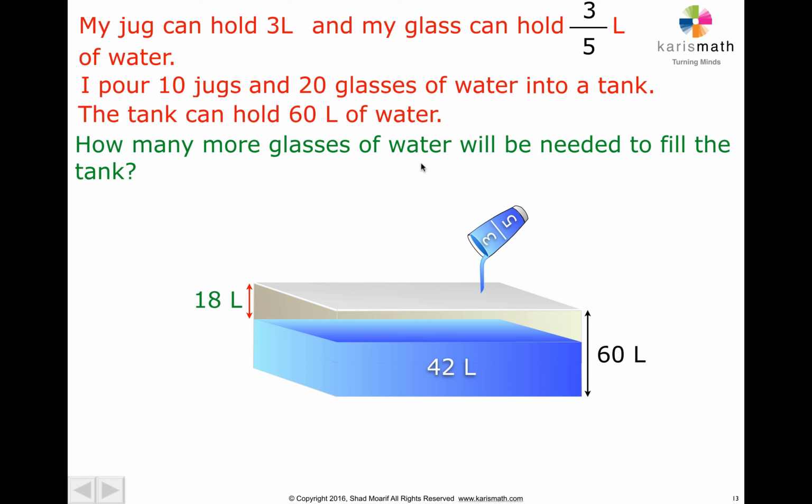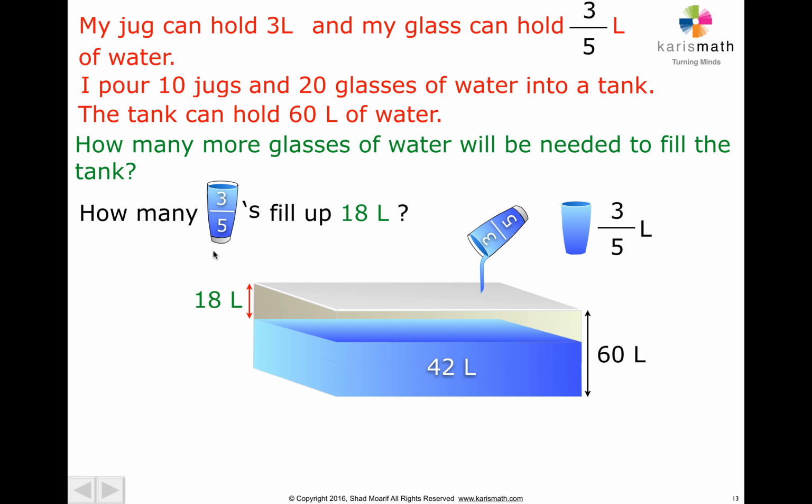How many more glasses of water will be needed to fill the tank? To fill the remaining 18 liters, how many glasses of water do you need? Now, 1 glass of water holds 3/5 liters. It means how many of these glasses of 3/5 fill up 18 liters? Or how many of these make 18 liters? How do we do that? How many 3/5 make 18 liters? That's really what we're asking. So if you divide 18 liters by 3/5, you'll get the answer. Flip it over, and the answer is 30 glasses.